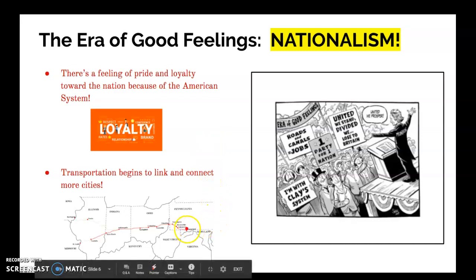So if you look at this map right here, you see this red line. That is what we now call the Old National Road. Remember, back in those days, there weren't roads like we have now. The interstate wasn't created until the 1950s. But this original dirt road called the Old National Road stretched all the way from Cumberland, Maryland, right here, by the border of Maryland and Pennsylvania, went all the way across Ohio, across Indiana, and stopped in Illinois.